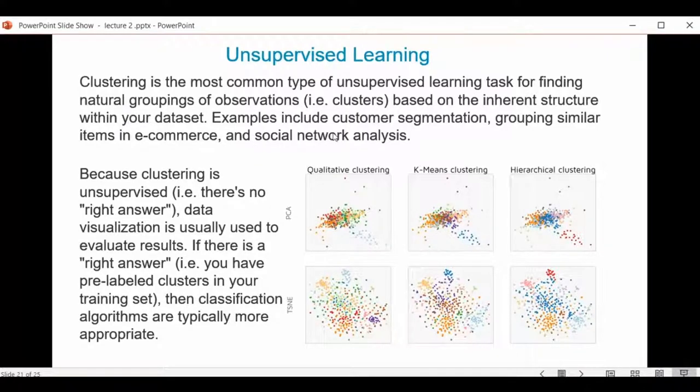I think lastly we look at unsupervised learning. So the most common problem in unsupervised learning is clustering. It's this whole idea of finding natural groupings of observations or clusters based on the inherent structure within your data set. Examples include customer segmentation, grouping similar items in e-commerce or social network analysis.